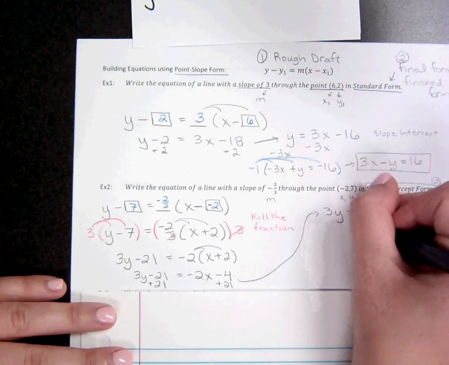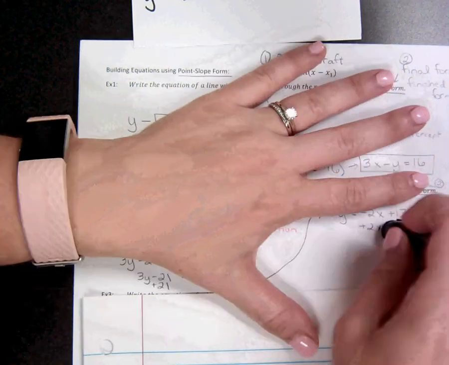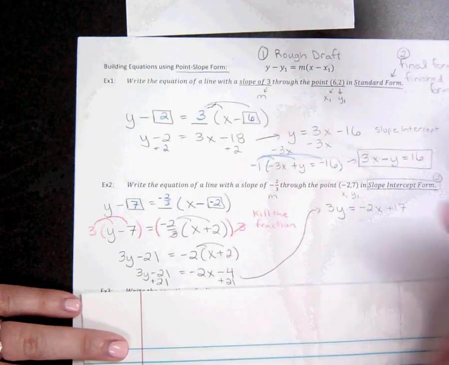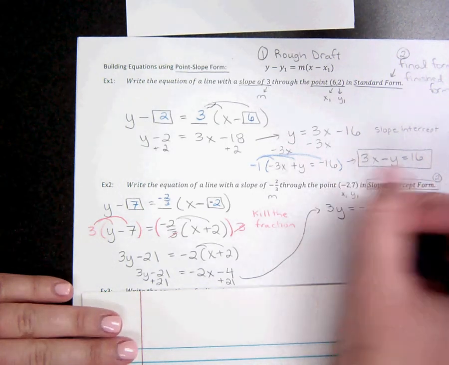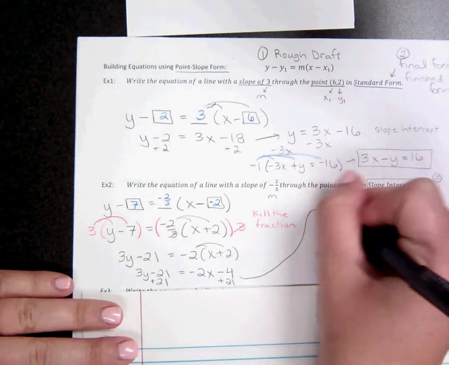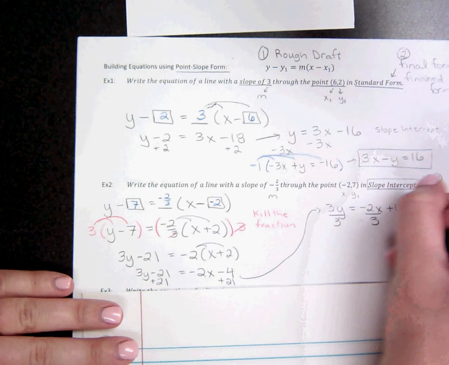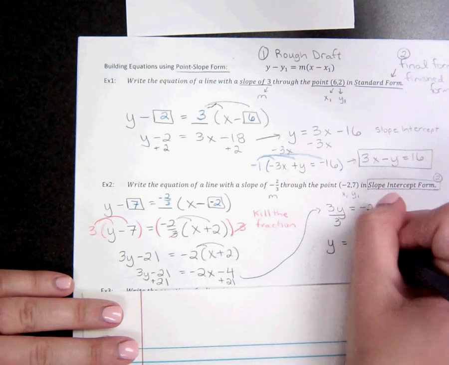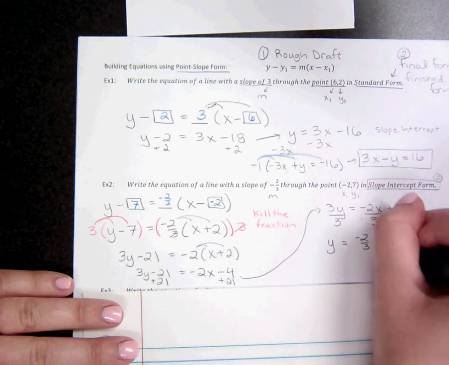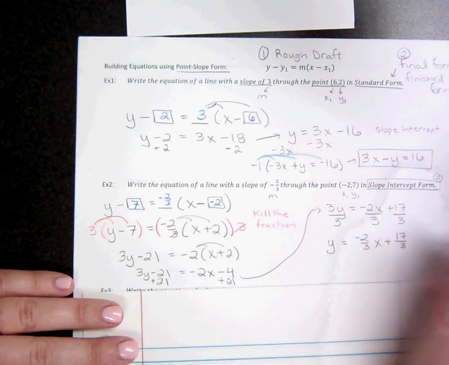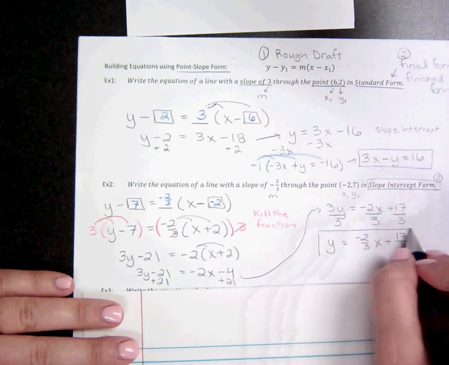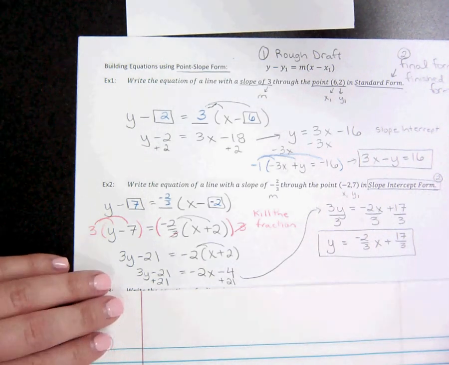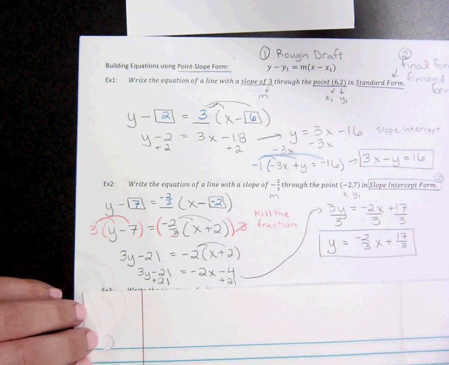So I'm going to add 2x. No, I'm not. That would be if we want standard form, sorry. Just testing you right there. So instead of moving the 2x, we want slope-intercept form, so I'm going to divide everybody by 3. So y equals negative 2/3 x, and this will just stay a fraction, plus 17 over 3. We don't have to graph these, so it's okay if it's not a pretty number. So there's your final form in slope-intercept form.